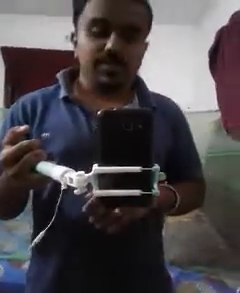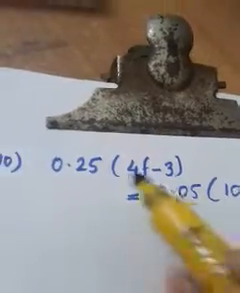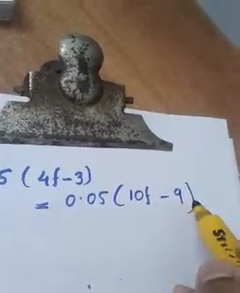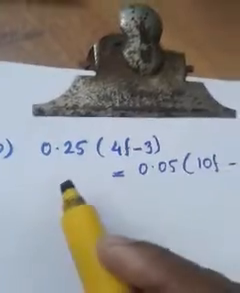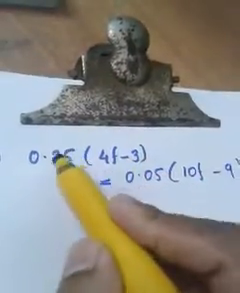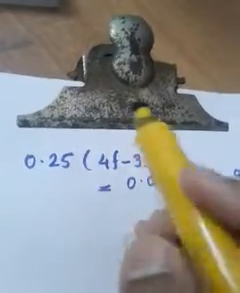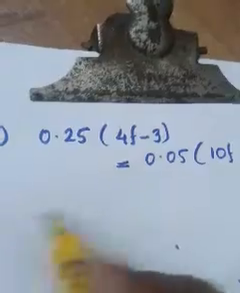And let me go to question number 10 now. This is going to be your 10th question: 0.25 into (4 of minus 3) is equal to 0.05 into (10 of minus 3) is 10 of minus 9. And as usual, just avoid the brackets. How can we avoid the brackets? Multiply. But here the numbers are not simple, it is a decimal number. So how can we multiply? First of all, you can write that.